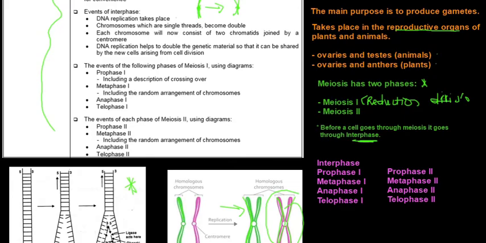Now we are going to go into the two phases of meiosis, so meiosis 1 and meiosis 2. On the right-hand side here, I've given you a quick breakdown. So remember, interphase happens before meiosis occurs because DNA replication needs to take place. So this is meiosis 1 and this is meiosis 2.